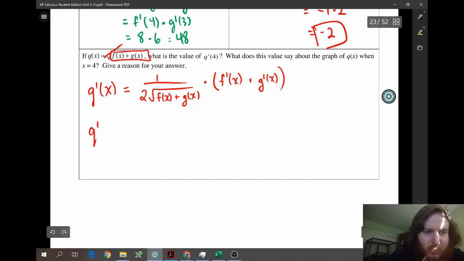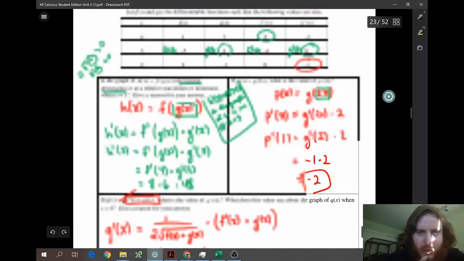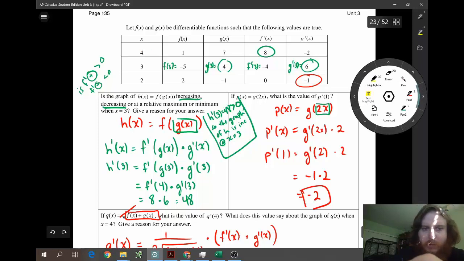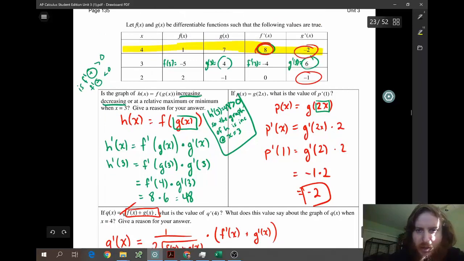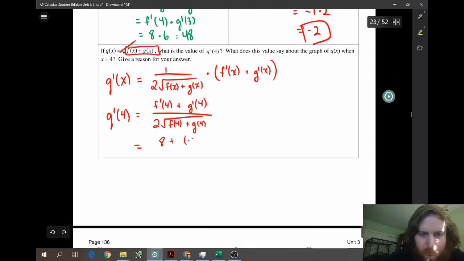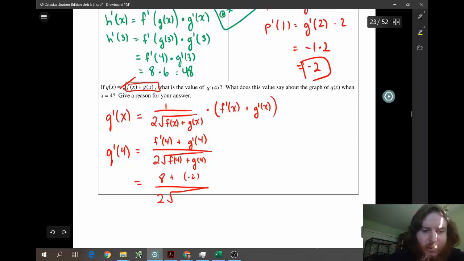It's kind of nice. So q prime of 4 equals, I'm going to put it in the numerator, f prime of 4 plus g prime of 4 divided by 2 square root of f of 4 plus g of 4. So we're going to be looking at this top row, right? That's where we have x equals 4. In this top row, we first look at the derivatives. So f prime of 4 plus g prime of 4 would be 8 plus negative 2, divided by 2 square root of, now f of 4 and g of 4, square root of 1 plus 7, square root of 8. This gives us 6 over 2 square root of 8, or basically 3 over square root of 8.